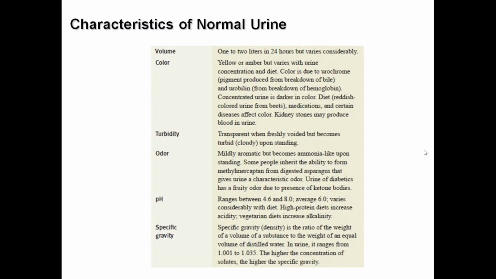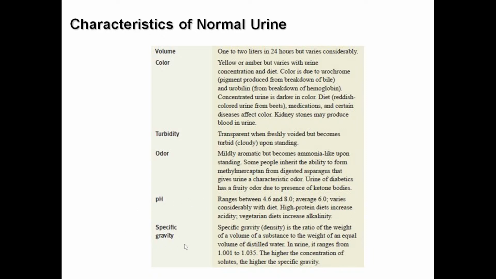So here on the slide you can see characteristics of the normal urine. Volume, which varies considerably and depends on the water intake and environmental conditions. Color, usually it's straw yellow and depends on how concentrated the urine is. Then urine must be transparent with the specific odor. The pH ranges from 4.6 to 8, and it varies considerably with the diet. For example, high protein diet increases acidity, and vegetarian diet makes it more alkaline.